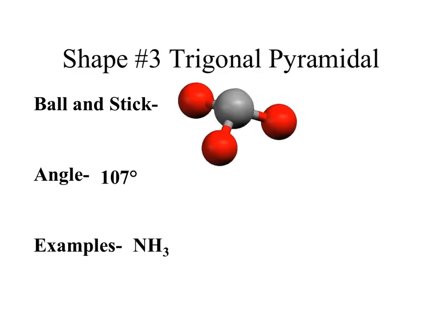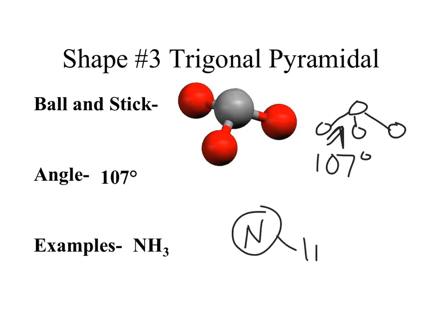The next shape we're going to learn about is called trigonal pyramidal. Say that to yourself, trigonal pyramidal. It's like a little mini pyramid. So there's a head and then there's 3 legs coming off of it, all right? The angle between those legs is 107 degrees, all right? Now, NH3 is a great example of that because the nitrogen sits on top and the hydrogens form little legs.